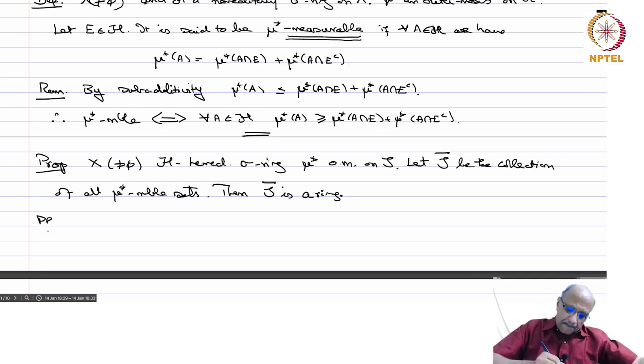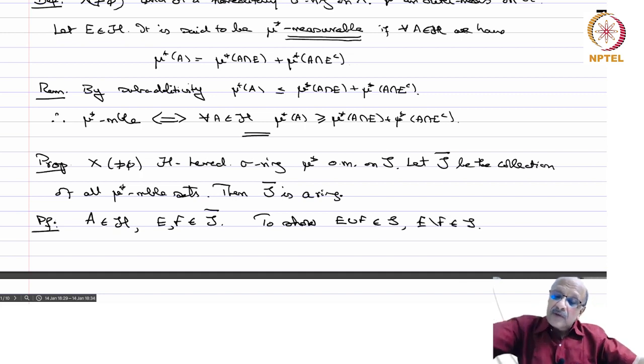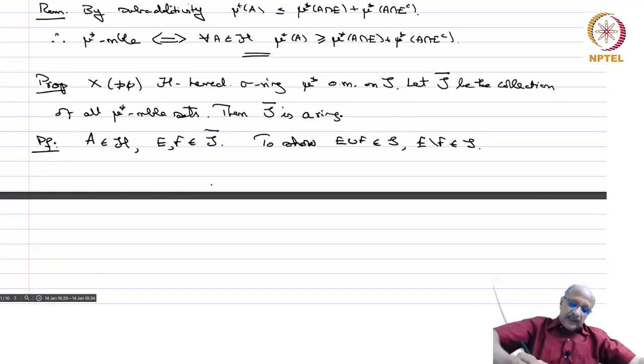Okay, so proof. We want to show that it's a ring. So that means we have to show that it is closed under unions and closed under differences. So let us take A in H and E and F in S bar. They are mu star measurable sets. So to show E union F belongs to S bar and E minus F also belongs to S bar. Okay, so this is what we need to show. For arbitrary A, we have to show one of those properties above.